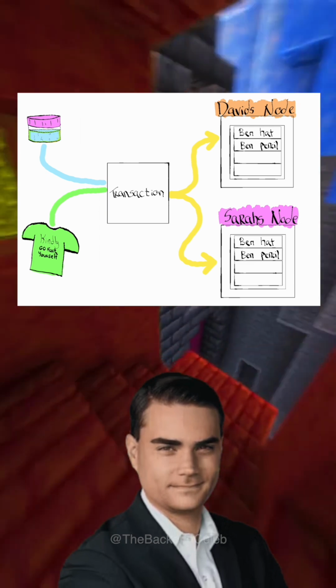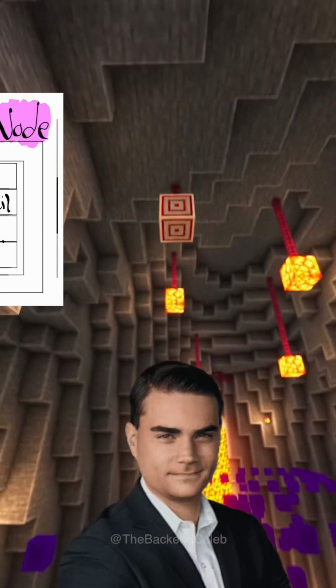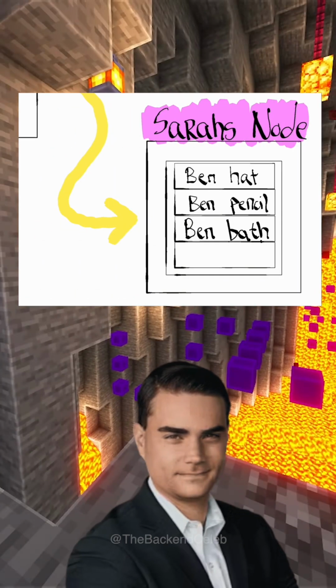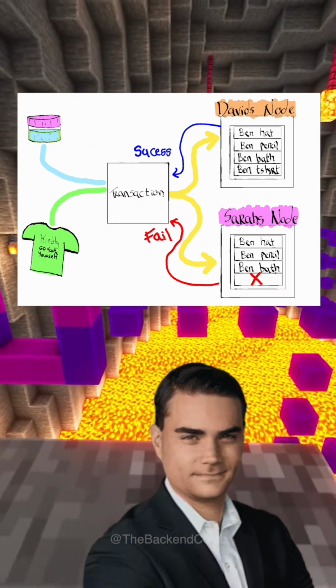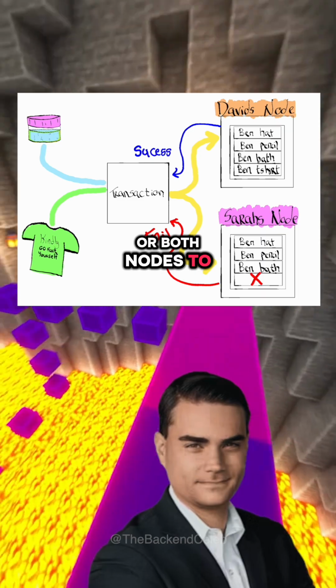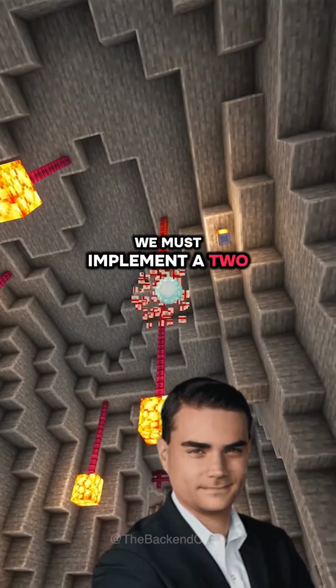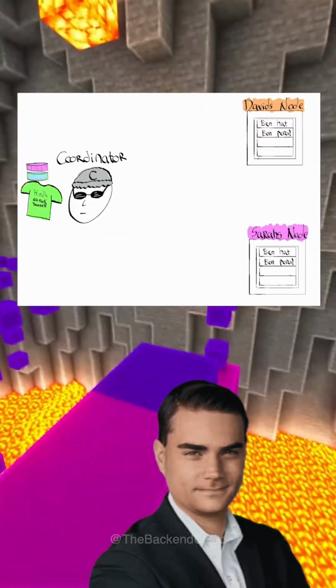But here arises the problem, Joe. What happens if David processes the transaction successfully, but when Sarah processes it, it fails? I'll tell you what happens, Joe. We break atomicity. What we want to happen is for either both nodes to be successful or both nodes to fail. To fix this, we must implement a two-phase commit. This involves building a piece of logic called a coordinator, usually within our application code.